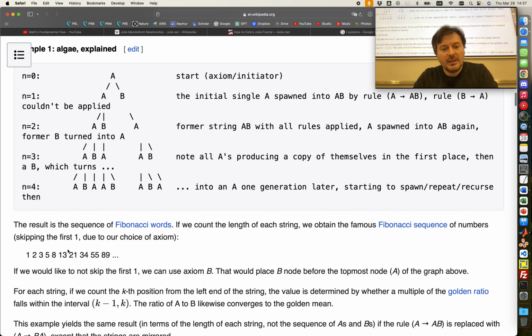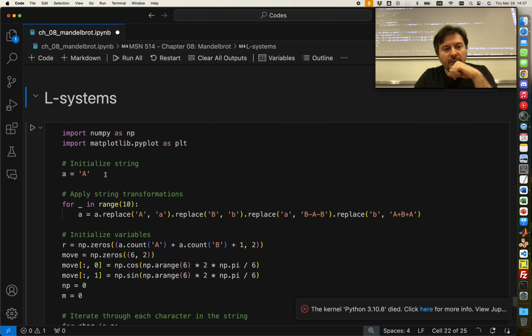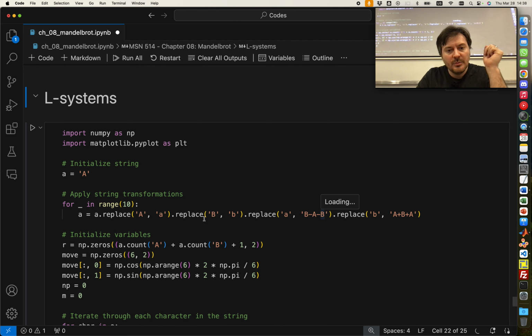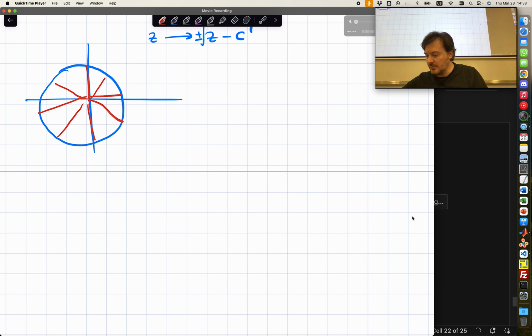Okay. So I happen to have a code here. What does it do? If you have A, basically A becomes B minus A minus B. Okay, let me just, I'm shortening it out for you. A becomes B minus A minus B, and B becomes A plus B plus A. So let's do it in the notebook.